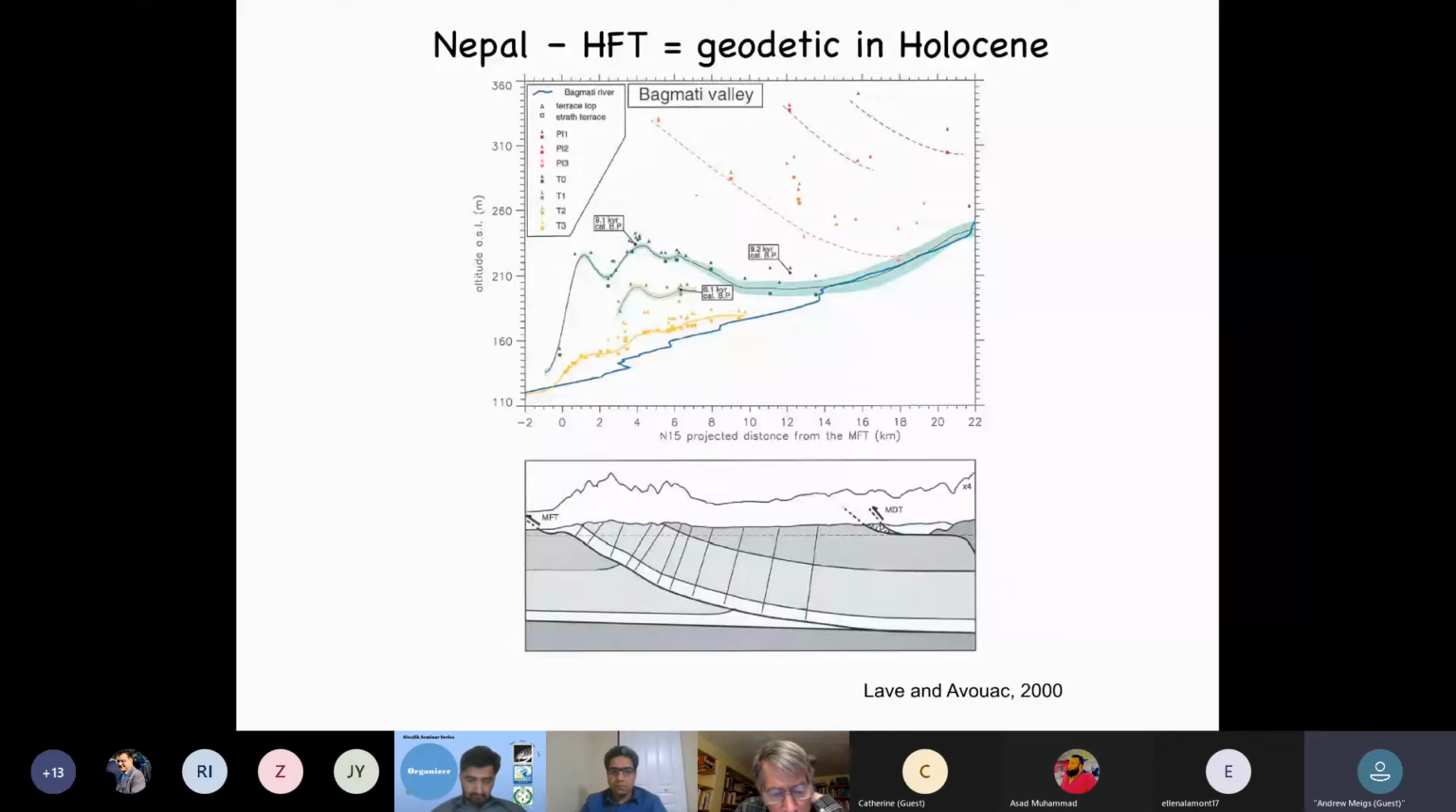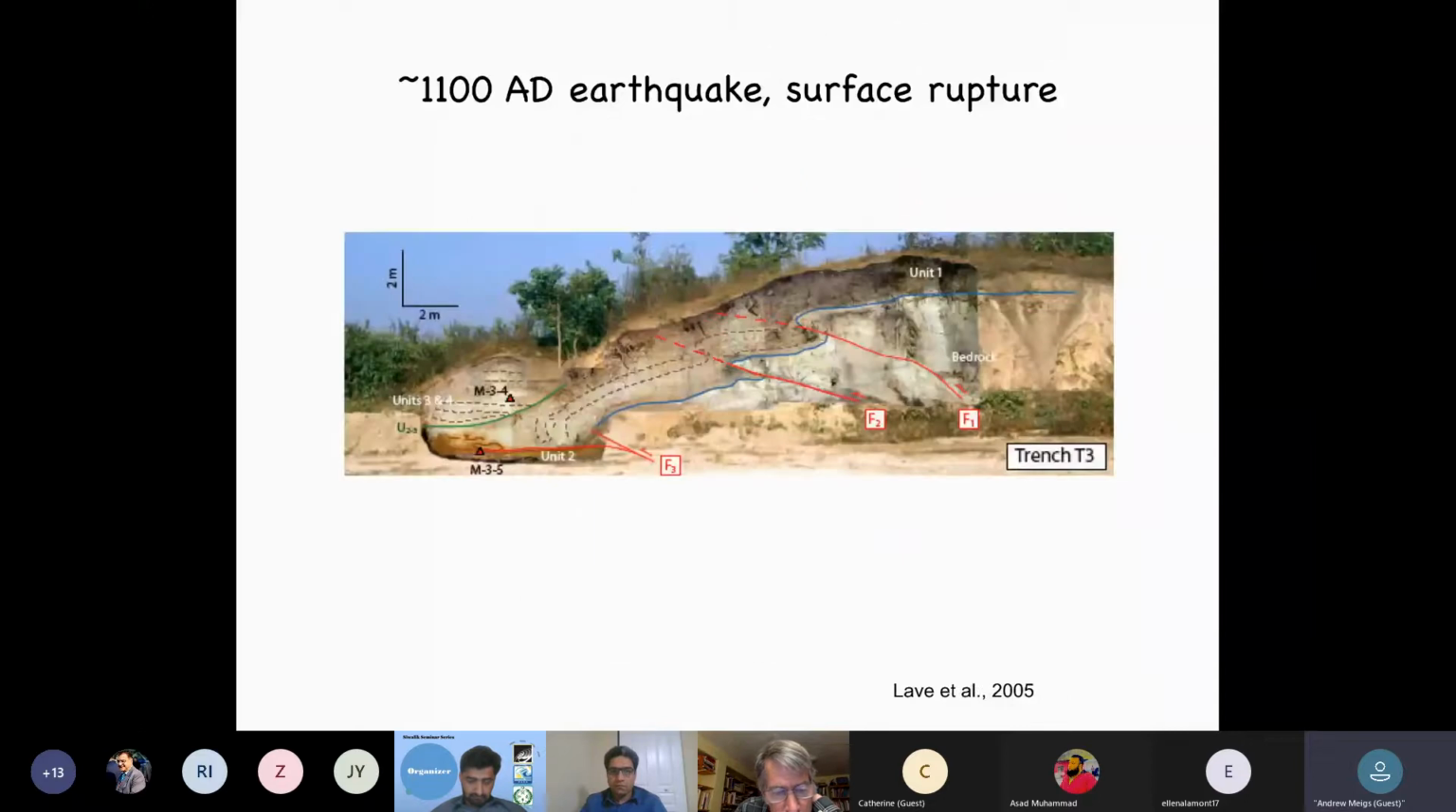That structure periodically ruptures to the Earth's surface. This is a natural exposure on a river bank, which shows a river terrace, a young river terrace that is marked by this blue line here, that is uplifted about 7 meters with respect to the modern wash.